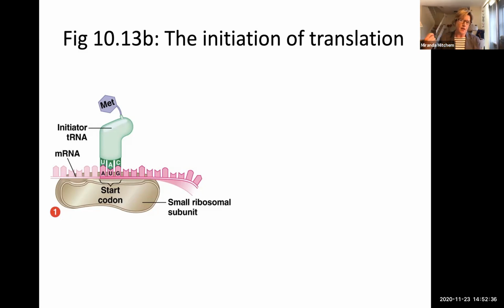Methionine can be in the middle of the growing polypeptide chain too. It's not just position 1. This one's unique because it's carried by the initiator tRNA. But notice the codon is AUG. So A goes to U, U goes to A, G goes to C.